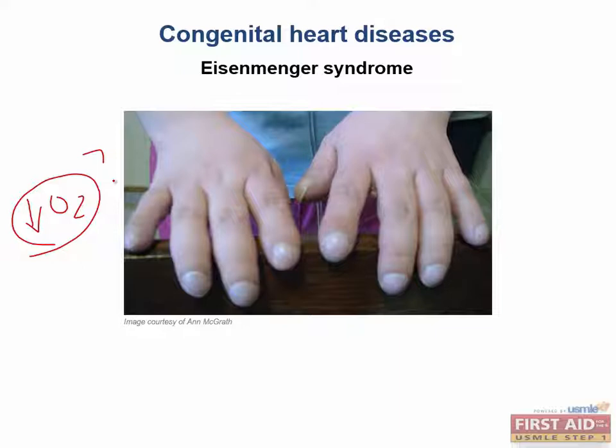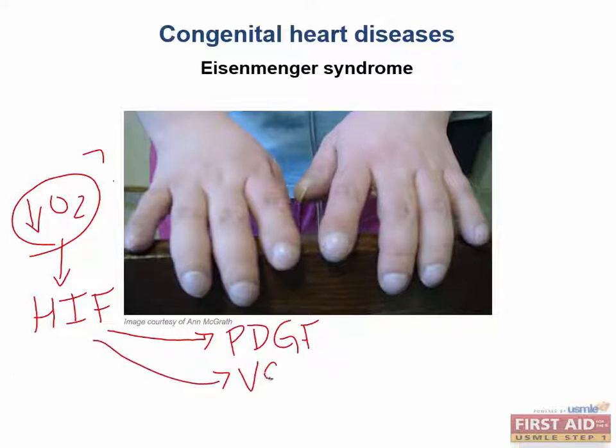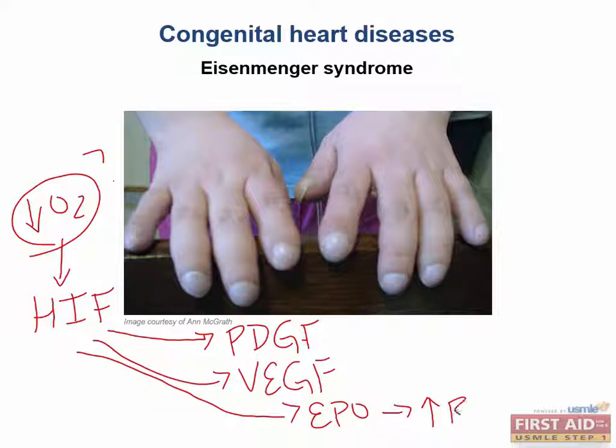So this hypoxemia activates the transcription of hypoxia-inducible factor, and this occurs in the kidney. Hypoxia-inducible factor is a transcription factor that leads to the production of platelet-derived growth factor, vascular endothelial growth factor, and erythropoietin. Now, what do all these things do? Well, EPO increases the production of red blood cells, leading to polycythemia.